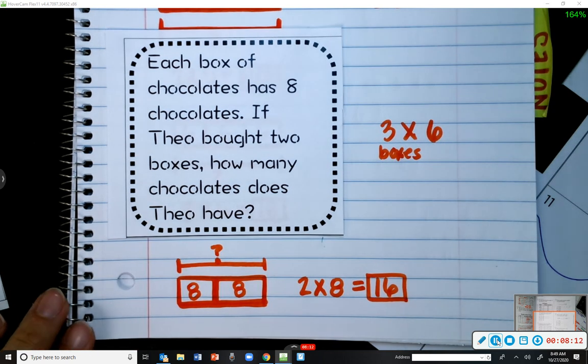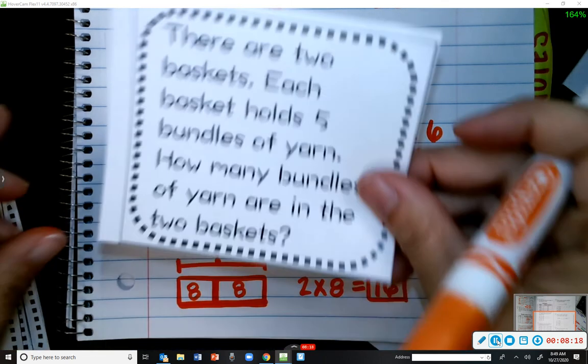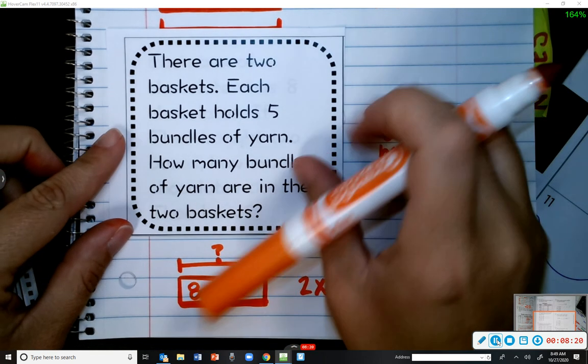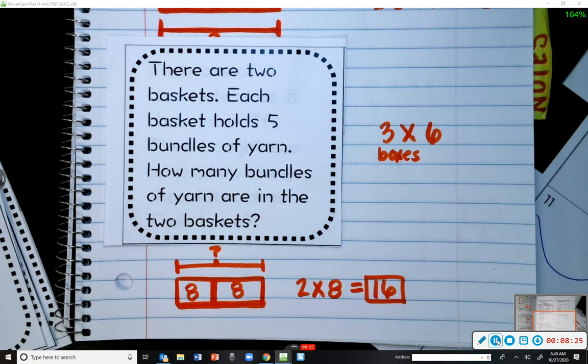Does that make sense? Yeah. We're good? Okay, good. All right, let's look at another one. You do it yourself? Yes, you're going to do this one by yourself. There are 2 baskets. Each basket holds 5 bundles of yarn. How many bundles of yarn are in the 2 baskets? Draw your strip diagram to represent this problem.